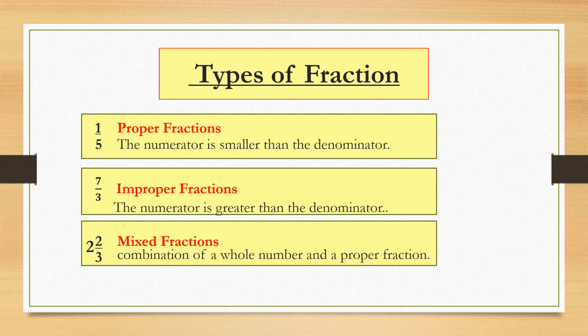Improper fraction. What is improper fraction? If the numerator of the fraction is greater than or equal to the denominator, then it is called an improper fraction. For example, 7 upon 3. Now 7 is numerator, 3 is denominator, so 7 is greater than 3, so 7 upon 3 is improper fraction.